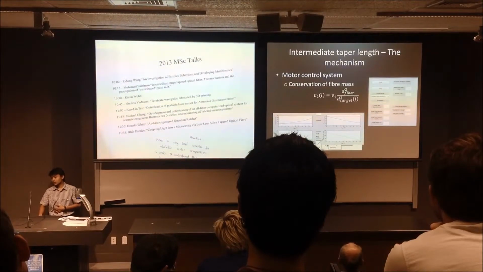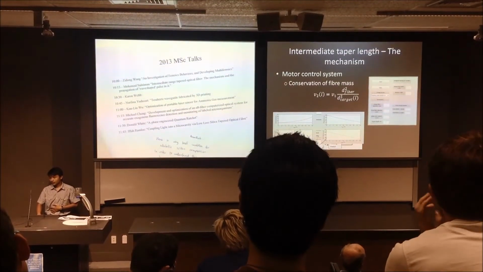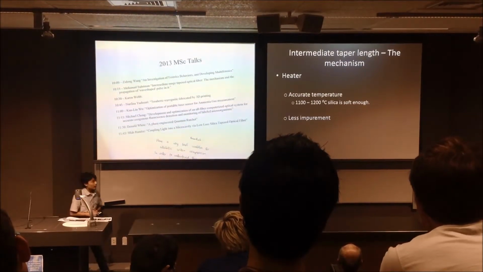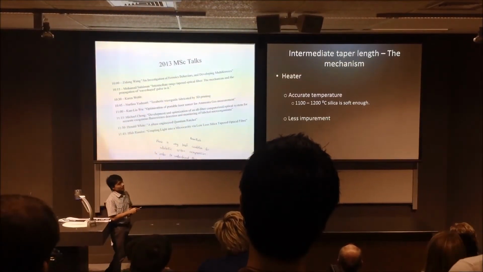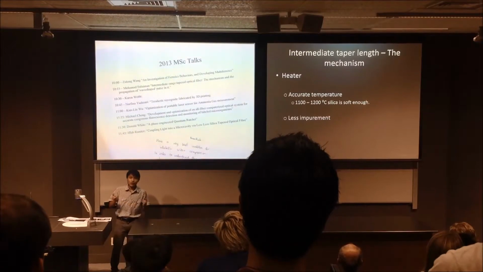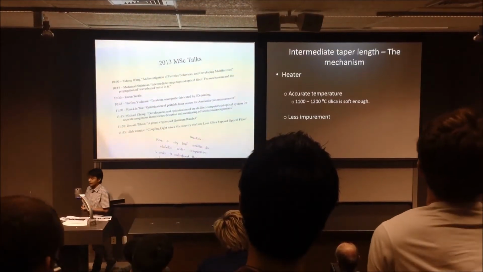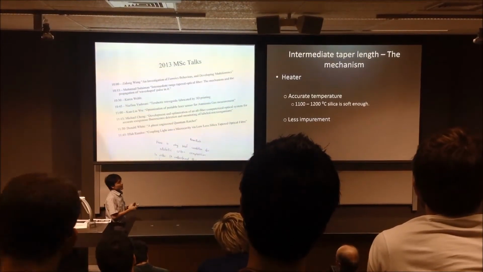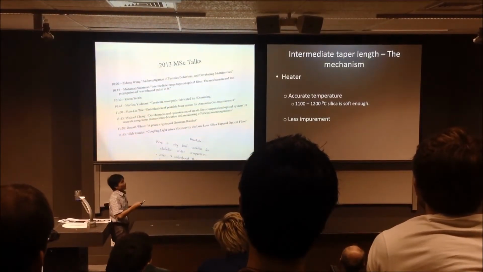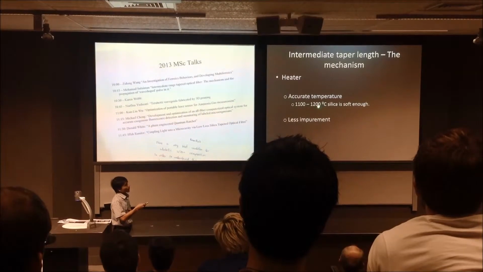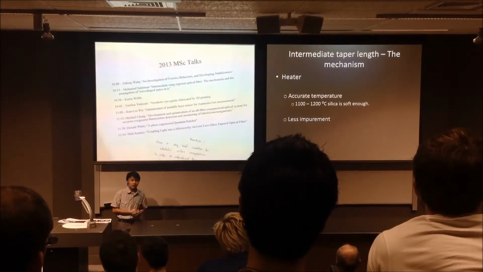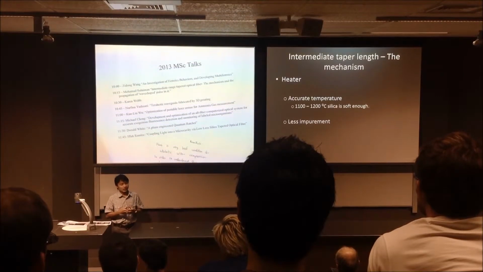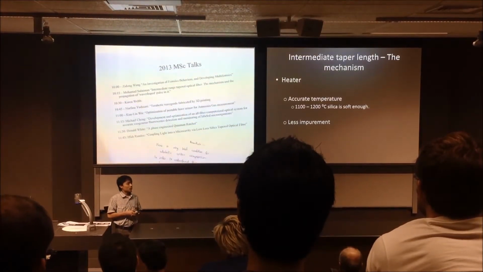So here is some simulation of a profile, the linear profile. Another advantage of using the heater is that we will have a huge reduction in temperature fluctuation and also less impurity. With that, we can, for example, use around 1000 or 1200 degrees, where at this temperature silica is just soft enough to be tapered.